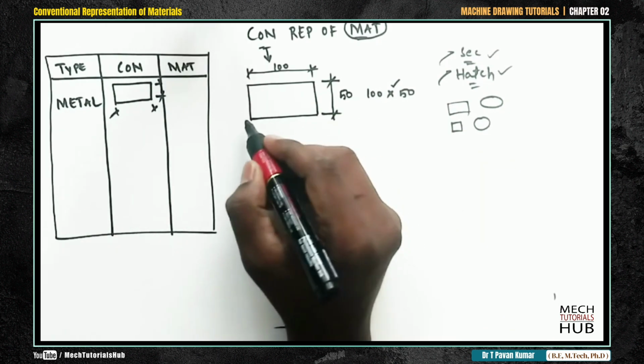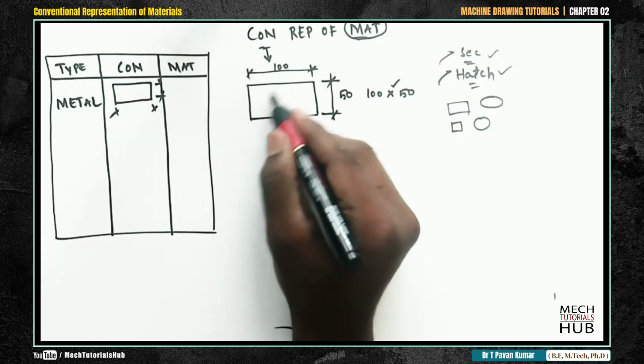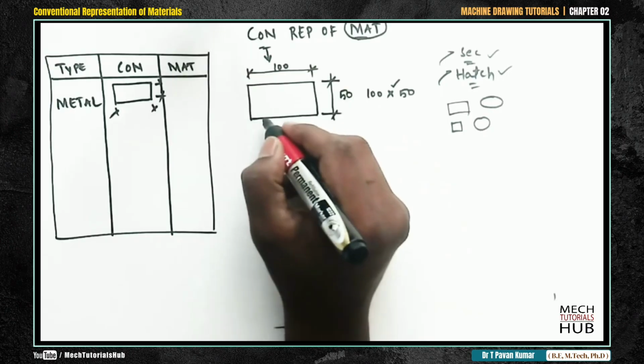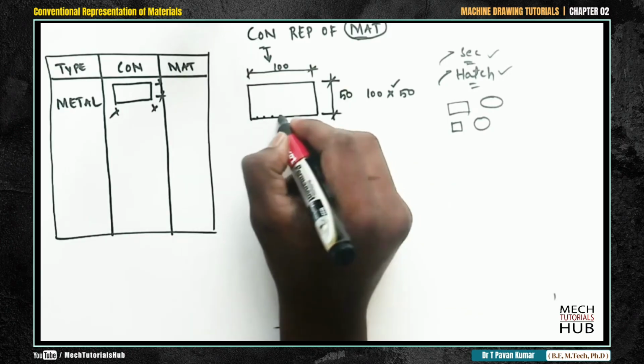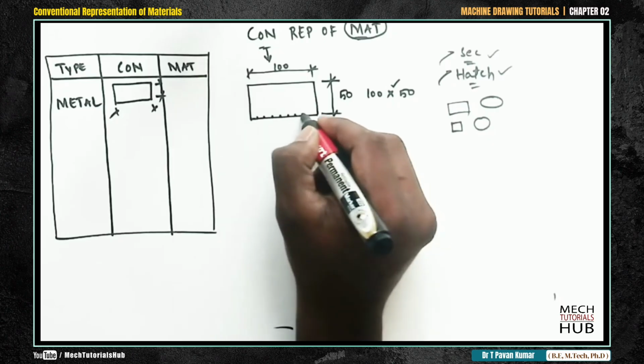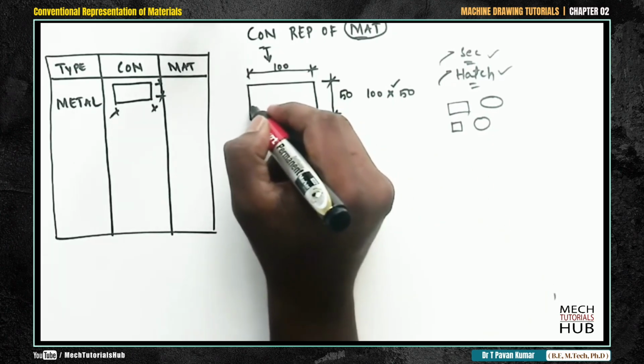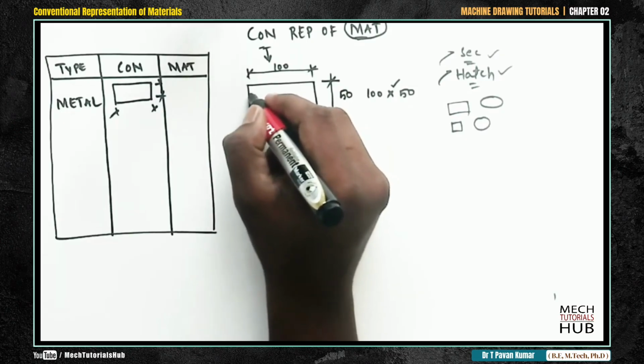Here I need to make a mark. For example, we need to draw parallel lines throughout the box. What I try to do is maintain a 2 mm spacing: 2, 4, 6, 8, 10, 12, 14, 16. Similarly in the vertical line also: 2, 4, 6, 8, 10.